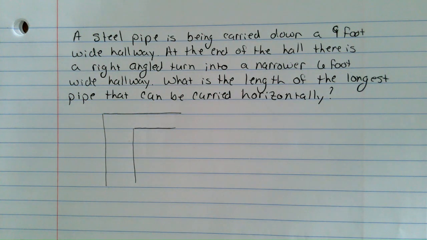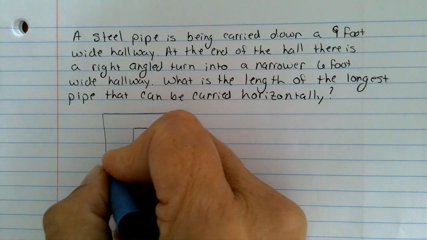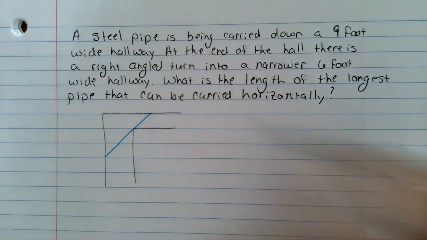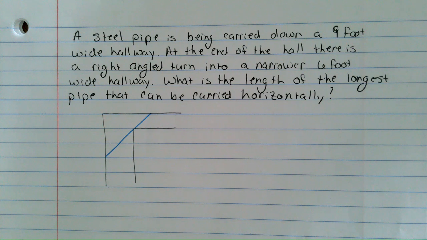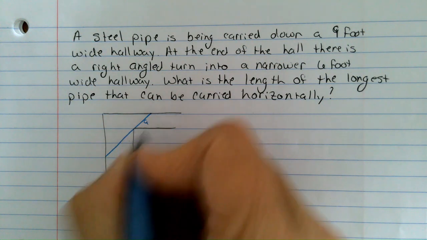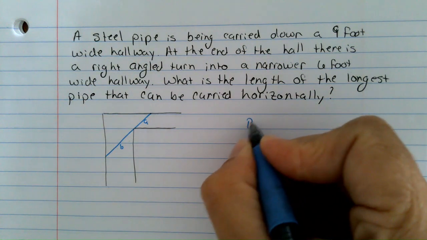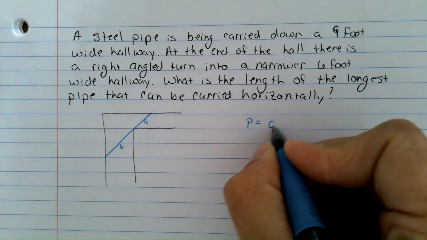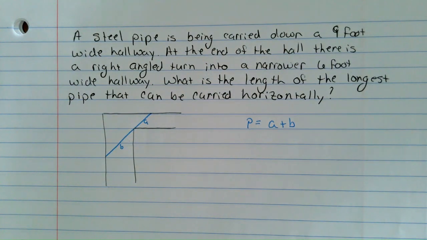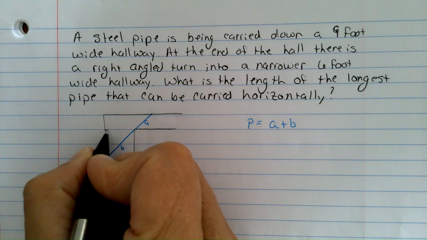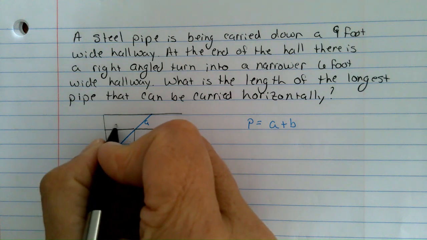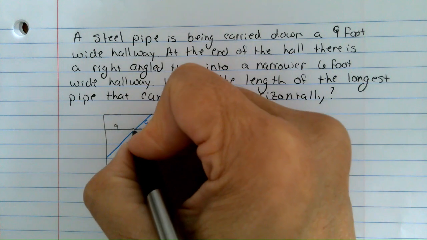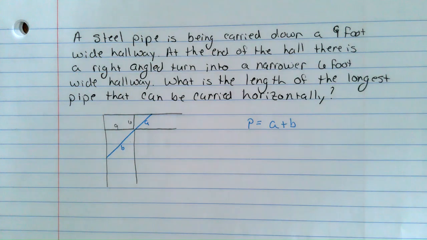Okay, and we have to carry a pipe in. It's going to have to make this corner, right? So what's the longest that can be? I'll call this A and this B. So the pipe is going to be of length A plus B. But of course I don't want A and B because I really don't know much about A and B. I do know that this is 9-foot wide and that this is 6-foot wide.